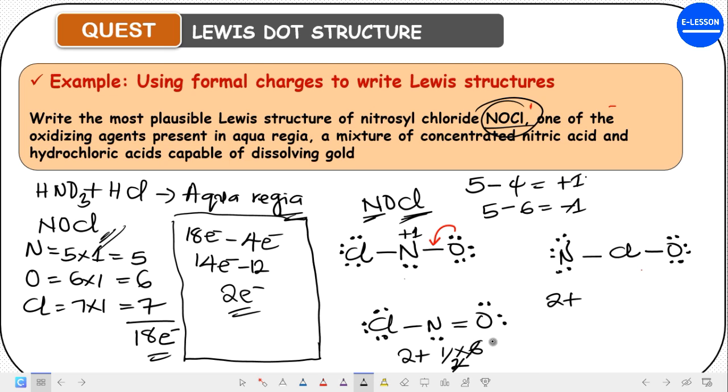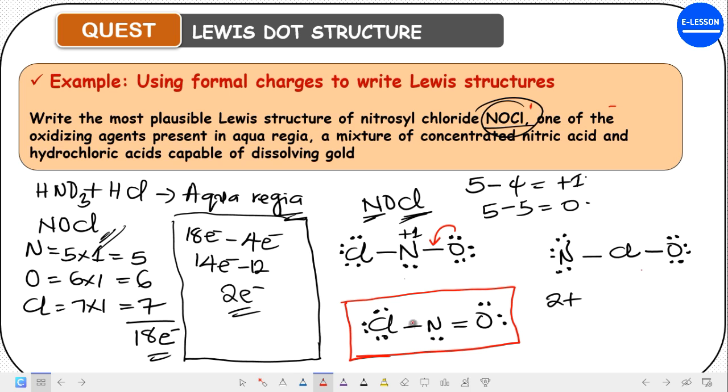This divided by this is what? Is 3. 2 plus 3 is 5. 5 minus 5 is what? 0. All right, so it means that this structure here has the nitrogen here has a formal charge of 0, and the formal charge we have here is what? 0. So this is the correct Lewis structure of this compound. All right, this is the correct Lewis structure of this compound. Is that okay? So that is the idea of formal charge, correct Lewis structure of this compound.